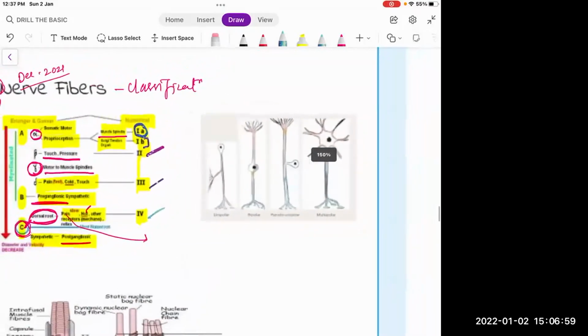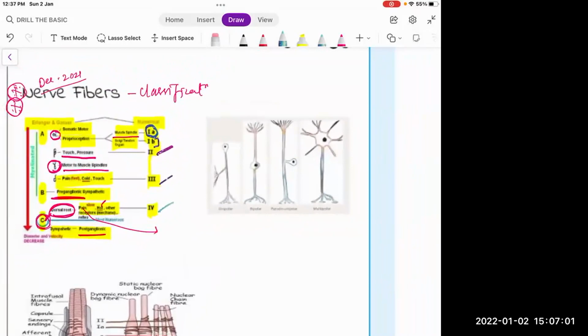There is one more classification of nerve fibers based on polarity. For example, this is a neuron. When the neuron gives rise to many short processes and one long process, this is a multipolar neuron, which is the neuron we have in our body.